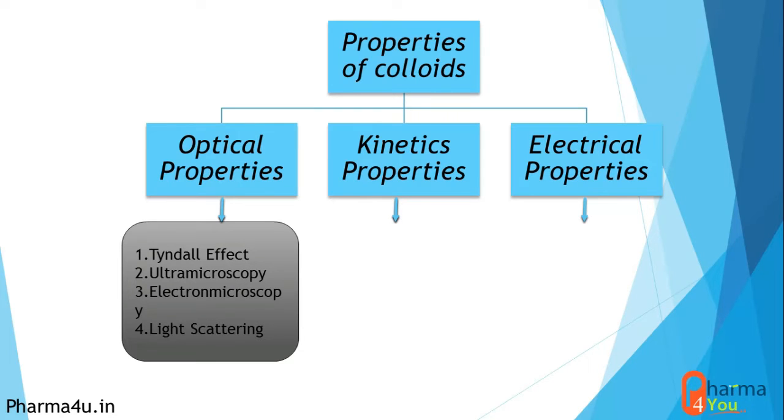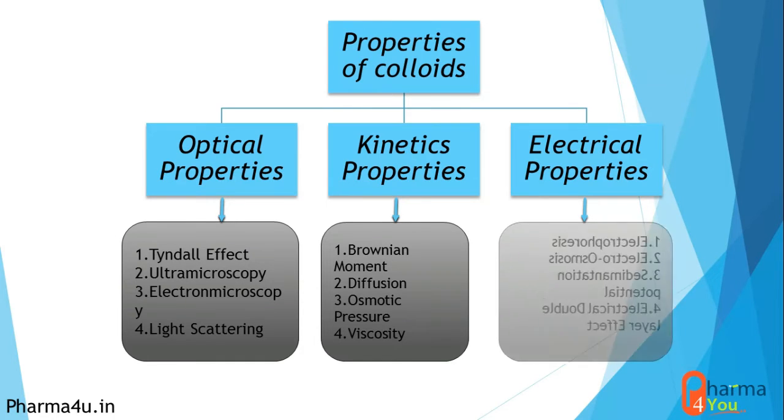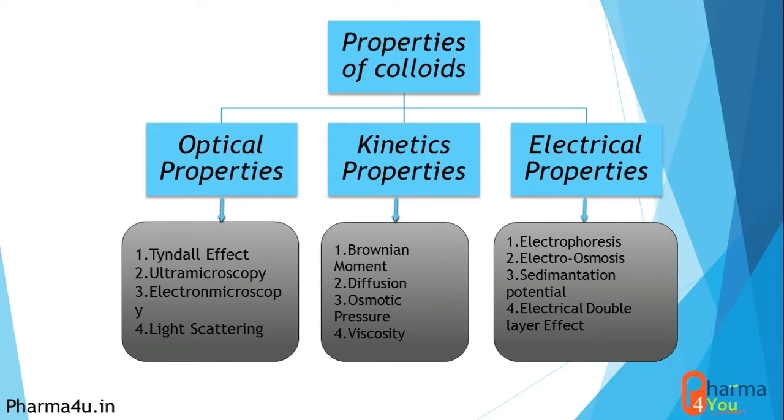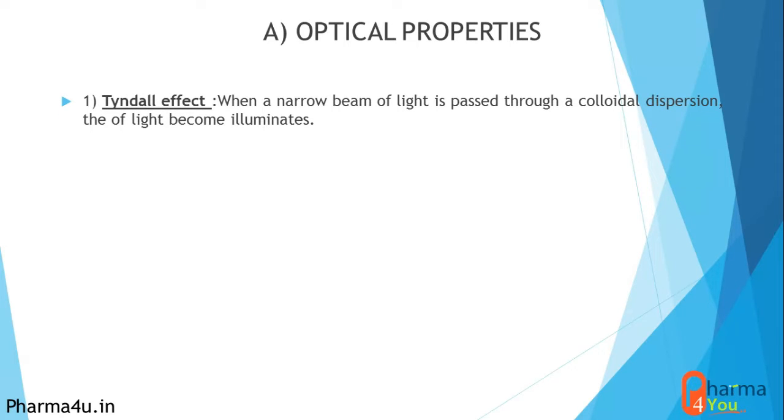Under optical properties, there are the Tyndall effect, ultra microscopy, electron microscopy, and light scattering. In kinetic properties, there are Brownian movement, diffusion, osmosis, and viscosity. And under electrical properties, there are electrophoresis, electroosmosis, sedimentation potential, and electrical double layer effect. So, starting with optical properties, the Tyndall effect.